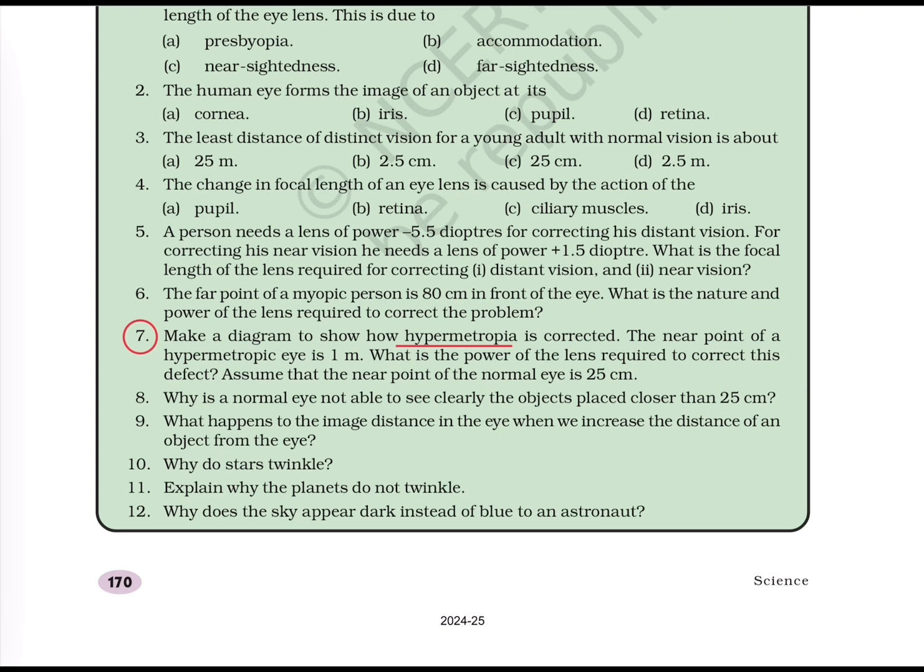In the next part of the question, the near point of a hypermetropic eye is 1 meter. It is given that the near point is 1 meter, for a hypermetropic eye, meaning the person is suffering from the hypermetropic defect. What is the power of the lens required to correct this defect? We will be calculating the power of the lens.